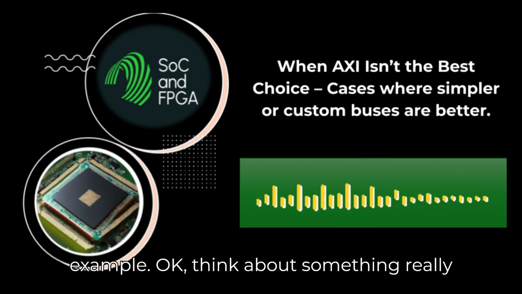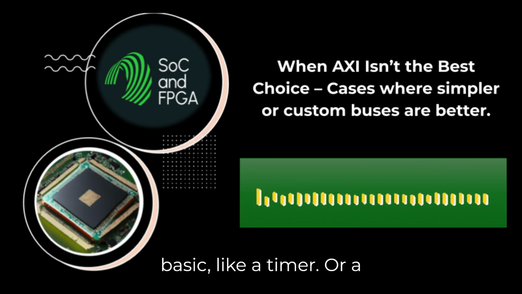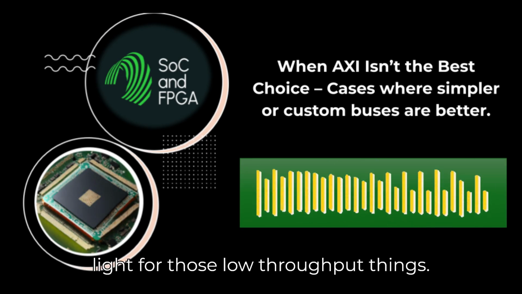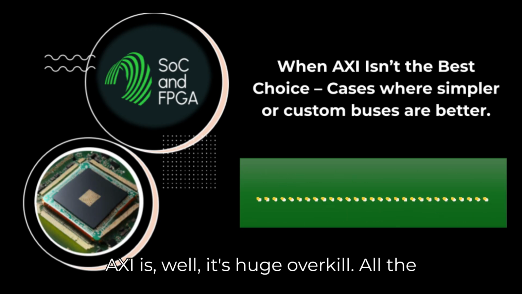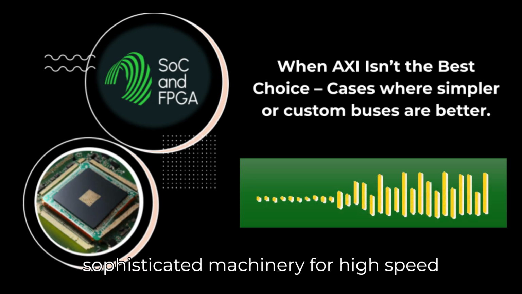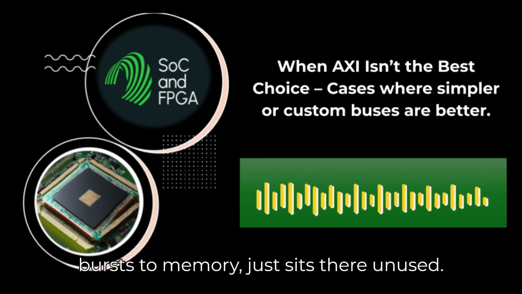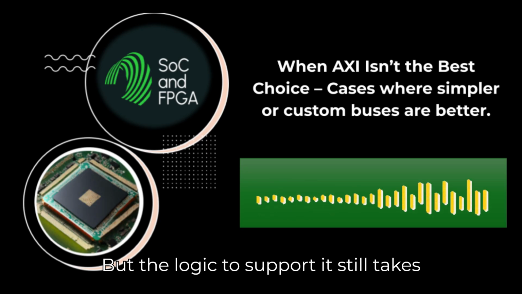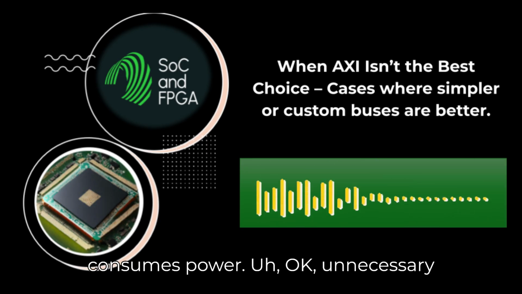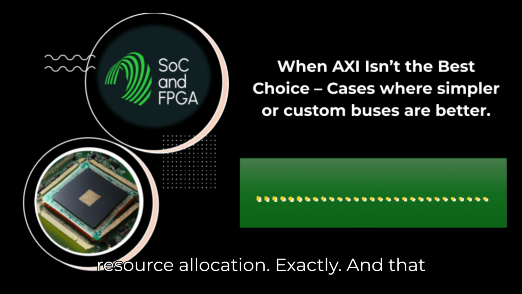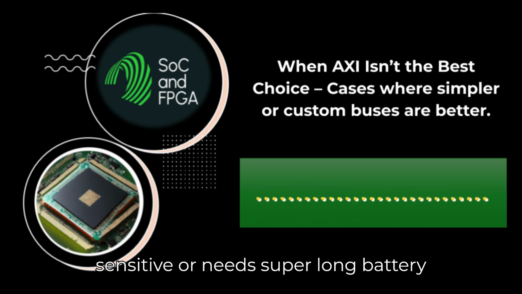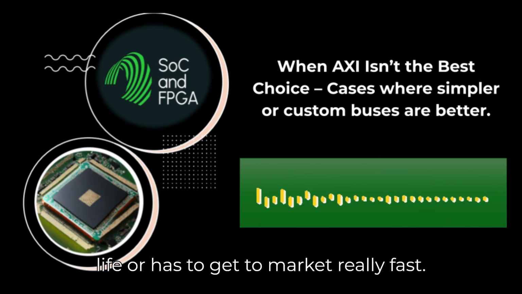Give us an example. Okay, think about something really basic, like a timer or a GPIO port controlling maybe just an LED light. For those low throughput things, AXI is huge overkill. All the sophisticated machinery for high-speed bursts to memory just sits there unused. But the logic to support it still takes up precious silicon area. It still consumes power. Unnecessary resource allocation. Exactly, and that directly hits a product's competitiveness, especially if it's cost-sensitive or needs super long battery life or has to get to market really fast.